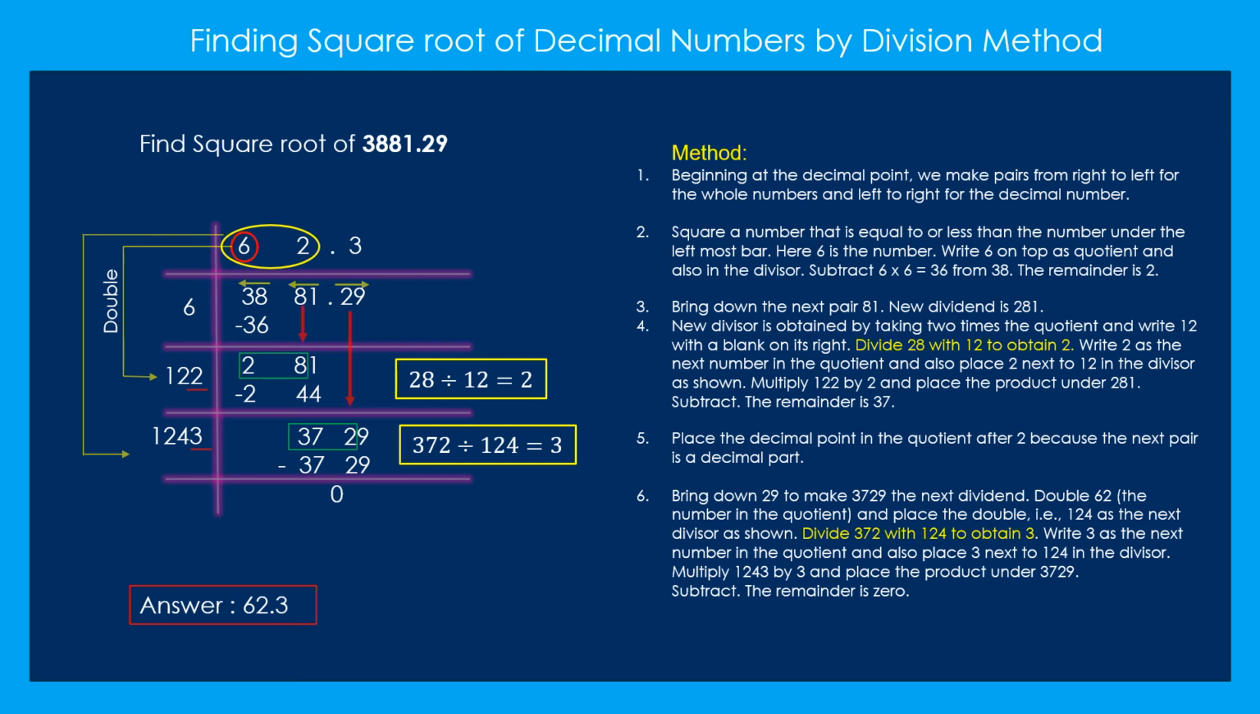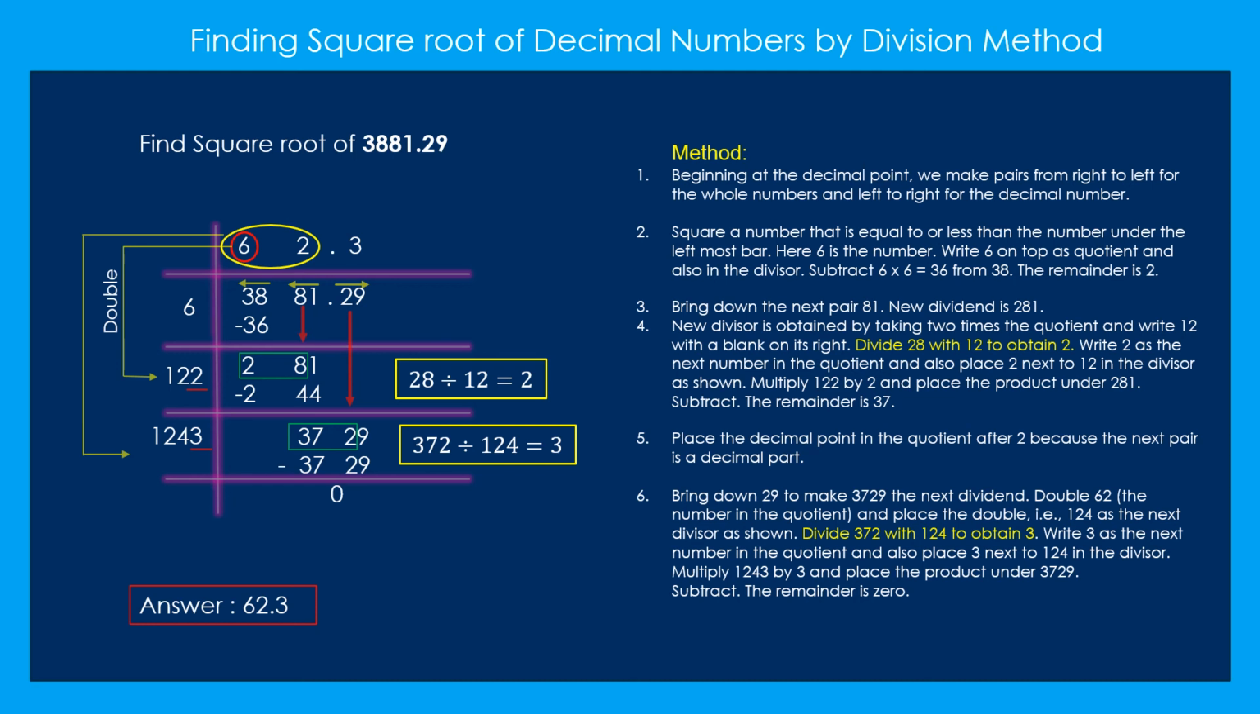To find the new divisor, you double the quotient. So when you double 62, you write 124. Along with the 124 to the right, you draw a blank space. So we need to fill the number in the blank space, and the same number is added to the quotient also. So in the new dividend, leave the unit digit 9 and the rest of the digits are divided by the new divisor 124.